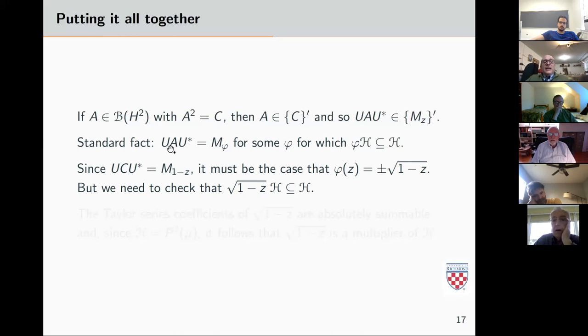A squared is equal to C, so it has to be the case that phi is plus or minus the square root of 1 minus z. There are no other choices for it. So phi is the function the square root of 1 minus z, or phi is minus the square root of 1 minus z. However, all I've shown so far is that that's what phi has to be. What I need to verify is that the square root of 1 minus z multiplies H into itself. That's a detail that I need to check.